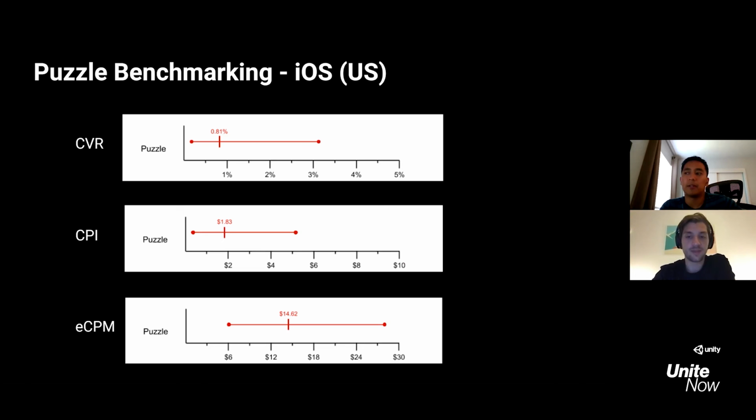So for example, on US iOS, the lowest CPI we're seeing for puzzle is 19 cents, whereas the largest CPI is $5.26. However, the average CPI for all puzzle apps on the Unity network is about $1.83. Hopefully that clarifies a little bit how to read these charts. I'll throw in Woodoku as well, so we can compare it against the benchmarks.